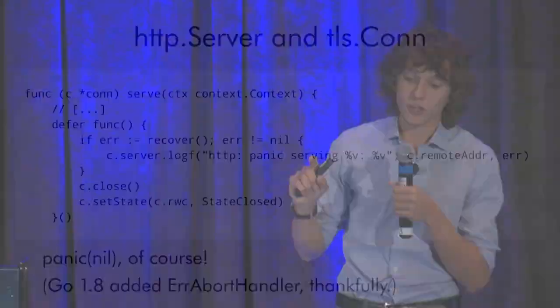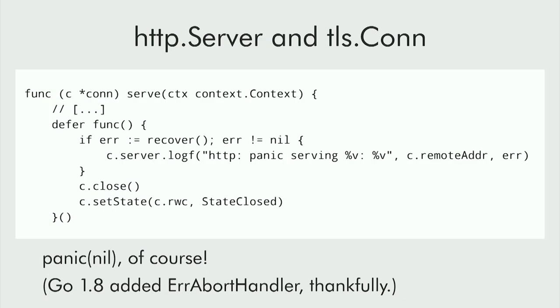But if you look closely at the panic recover function, you will notice that it checks if the error is nil. And if it's nil, it doesn't log the panic. Of course, if you panic, you don't hit the log line. So what you can do is just panic nil in your callbacks, and the request will just go away. Now, of course, this is awful, and thankfully, Go 1.8 added a specific error type that you can panic with, not to get yelled at during code reviews.